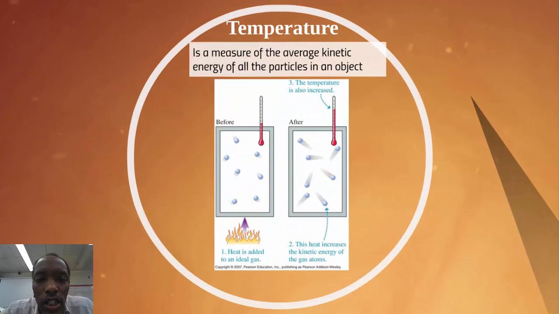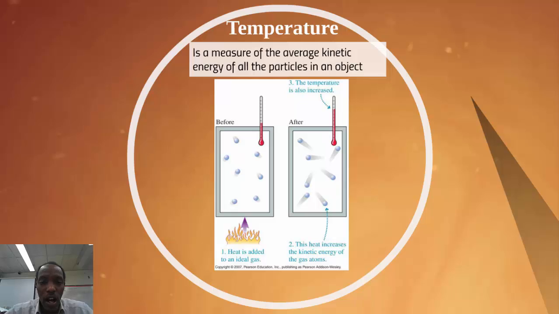If we look at temperature, we want to think about temperature as a measure of the average kinetic energy of all the particles in an object. So what that means is, remember about kinetic energy. Kinetic energy is the energy of motion, and so as something moves, it has kinetic energy. The faster it moves, the more kinetic energy it has. The slower it moves, the less kinetic energy it has. Well, temperature is the measurement of that, and the measurement of the average of that.